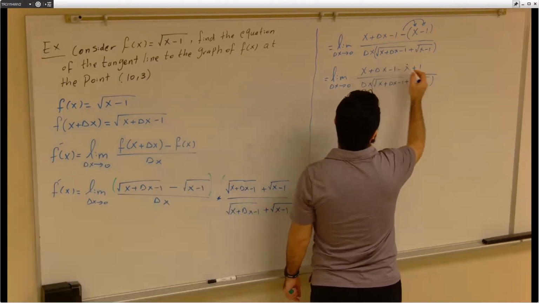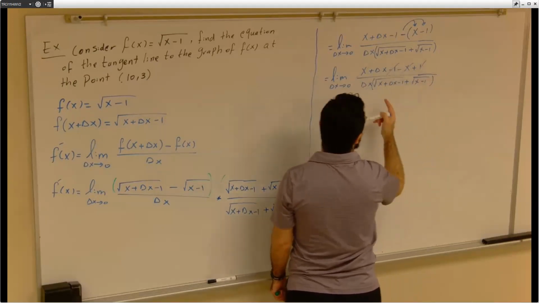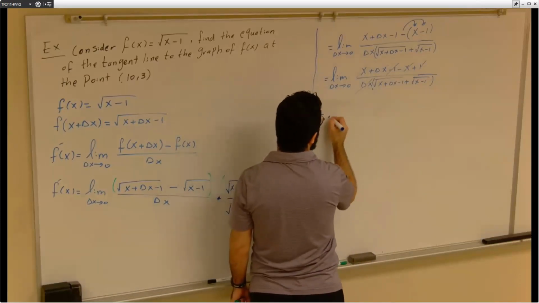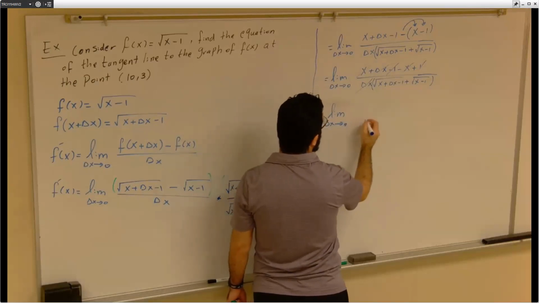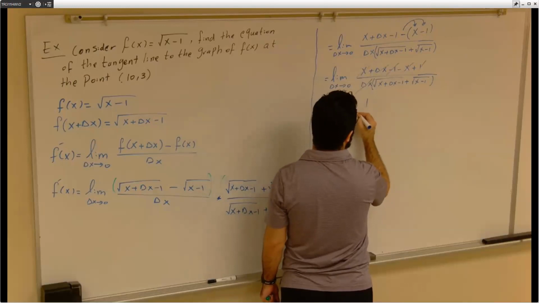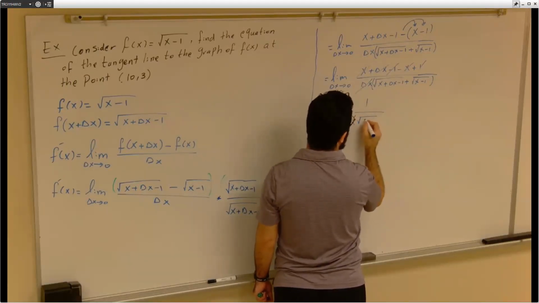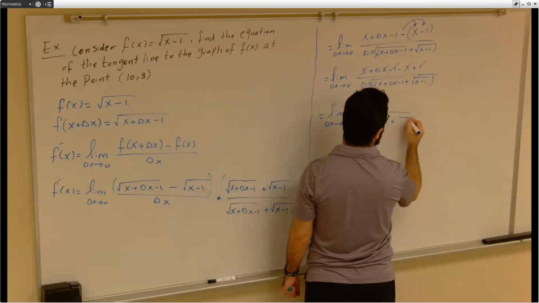So cancel this one with this one, minus 1 with 1. What's left is only delta x. Cancel delta x with delta x. So on the top part, the result is going to be the limit as delta x approaches 0 of 1 over, we just have, square root of x plus delta x minus 1 plus square root of x minus 1.